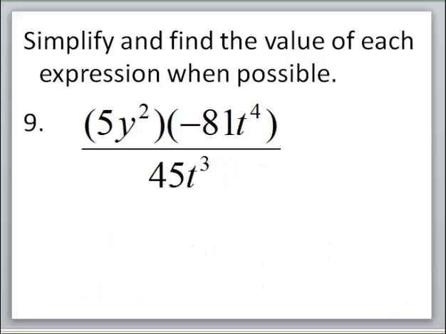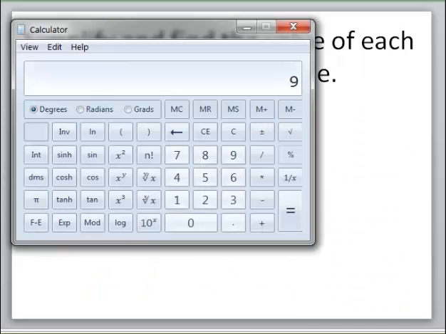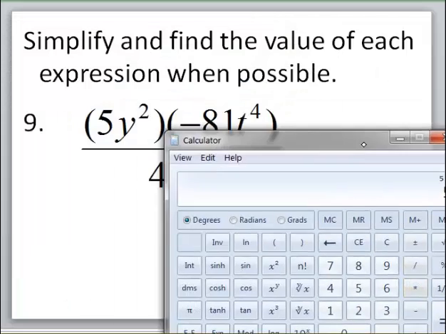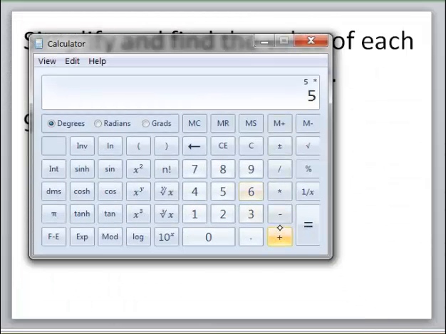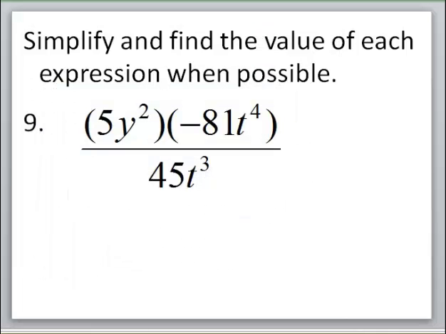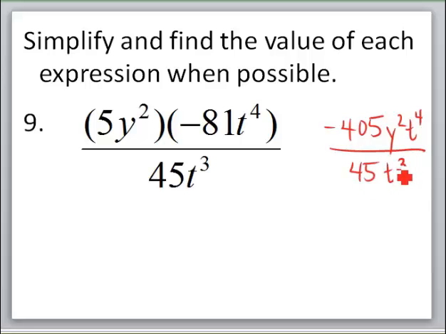The next problem, I'm going to use a calculator here at first. So I'm going to take 5, let me clear that, 5 times negative 81, or just 81, because I know that's a negative anyways. So I get 405. So I have 405 and negative 405. These two are just y squared t to the 4th over 45 t to the 3rd.